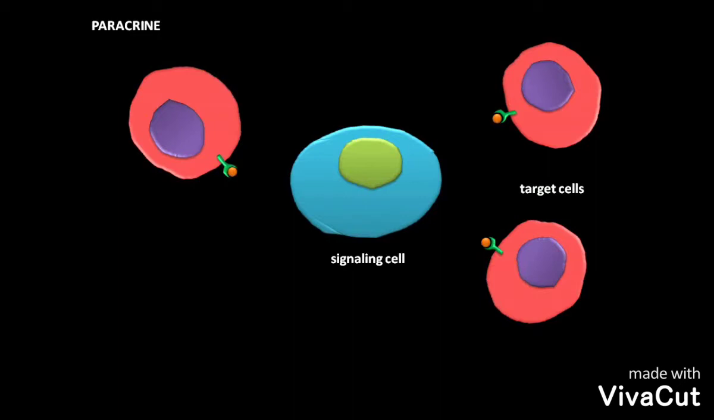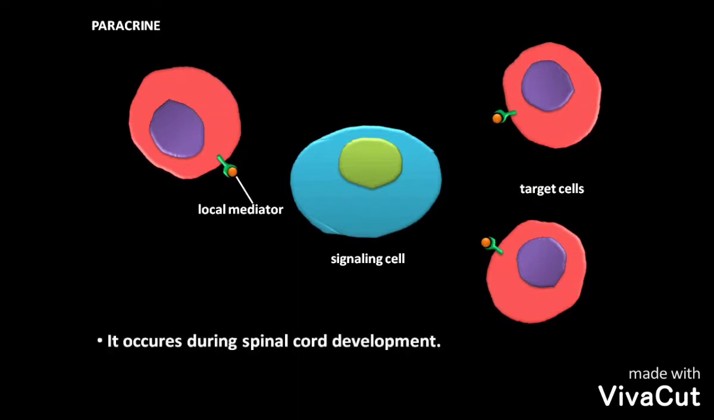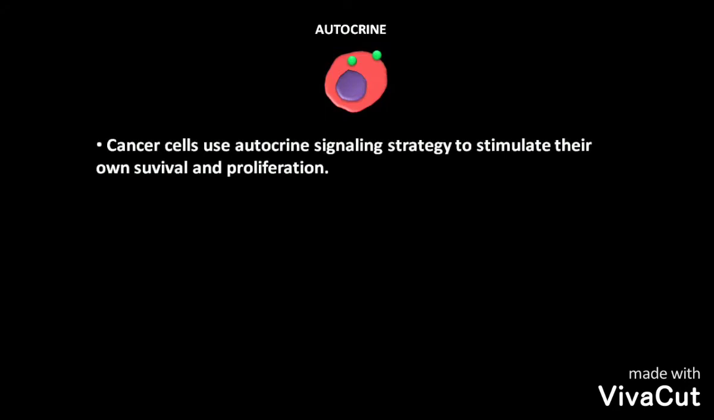The secreted molecules may act as local mediators. These local mediators affect cells in the local environment of the signaling cell. It occurs during spinal cord development, but in autocrine signaling, a cell responds to a signal produced by itself. Cancer cells use the autocrine signaling strategy to stimulate their own survival and proliferation.